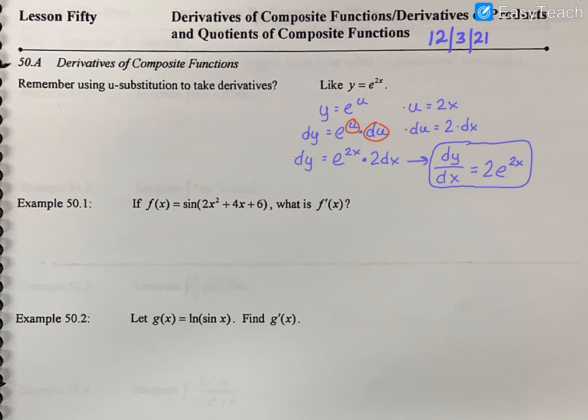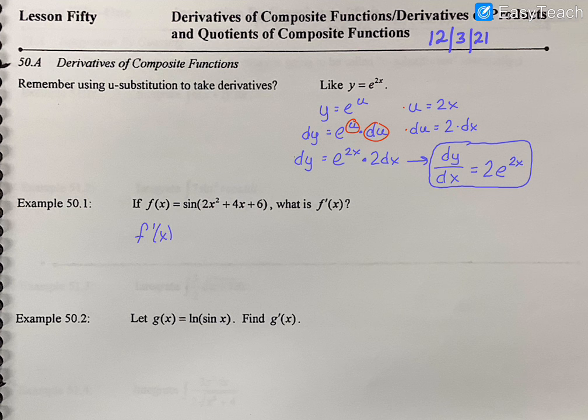Okay, so let's look at some of these examples. Again, it's derivatives of composite functions. As we look at example 1, it's a composite function because there is that polynomial inside the sine function. But again, we're going to pretty much treat it as a chain rule type problem. So, if f of x equals sine of 2x squared plus 4x plus 6, what is f prime of x?